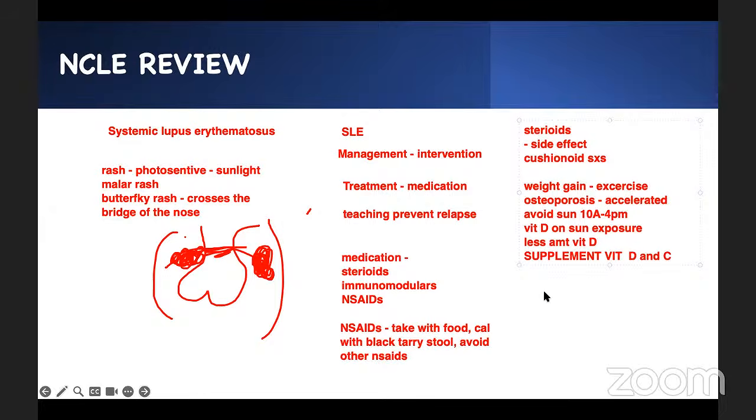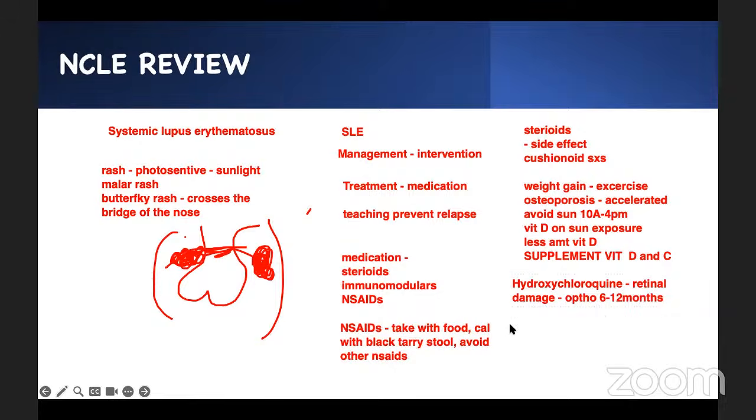Other side effects of steroids, you know, right? Buffalo hump, abdominal striae, all those things you teach them, and avoid infection and other things. What other medication? Immunomodulators, hydroxychloroquine. If they give you a test, they will give you this medication. Hydroxychloroquine. Who knows the number one side effect of this medication? There's one thing you should not forget: retinal damage. Therefore, they should see ophthalmology every 6 to 12 months to prevent that.